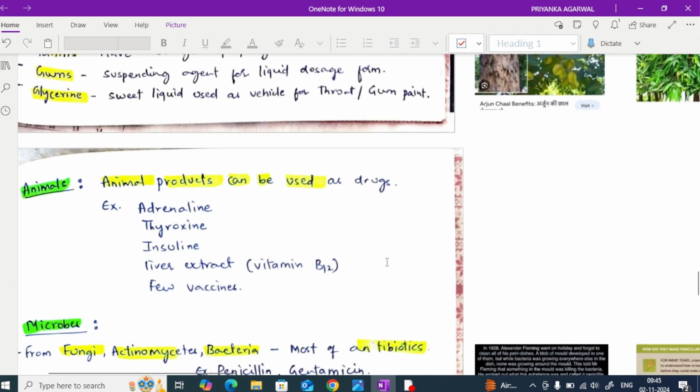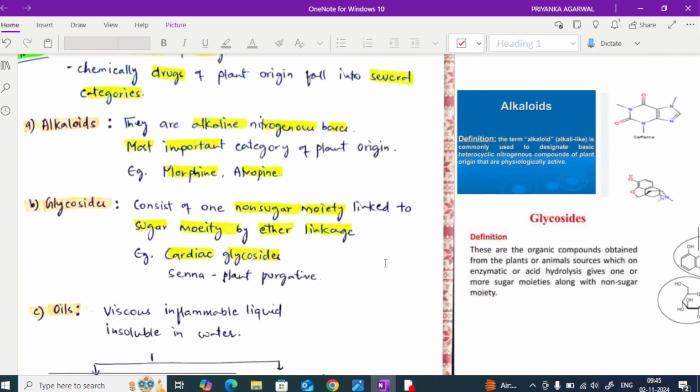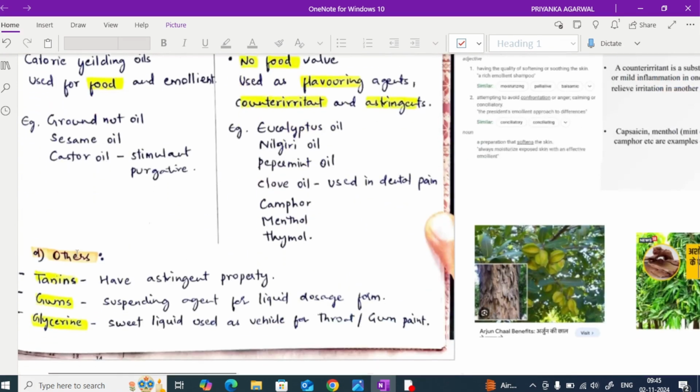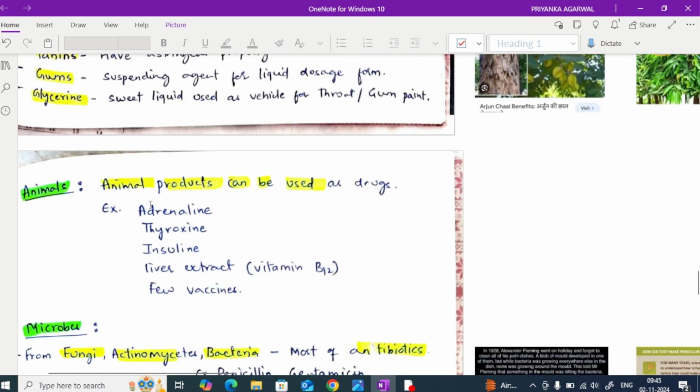Okay, now coming to the next source. So we are done with the plants. So in the plants we have alkaloids, glycosides, oils and others. Now coming to the animals. So animal products can be used as drugs like adrenaline, thyroxine, insulin, liver extracts. For liver extracts generally vitamin B12 and few vaccines can be used as drugs.